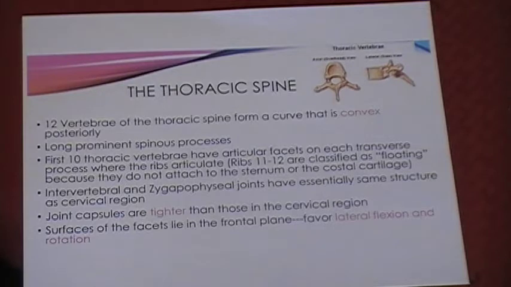And then the surfaces of the facets lie primarily in the frontal plane. Because of that, you're going to see more lateral flexion and rotation in the thoracic spine than you would in the cervical spine.